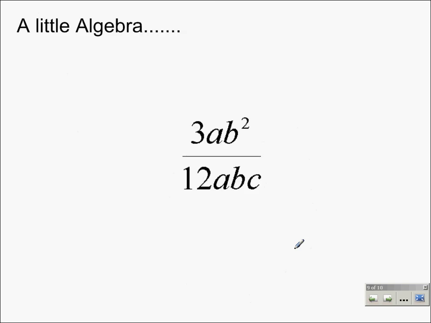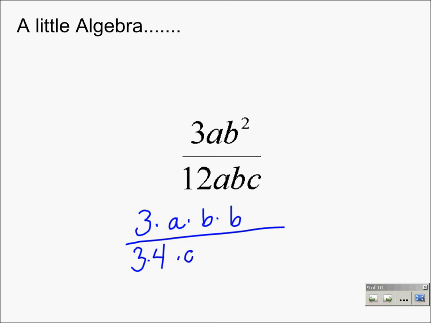Now, let's take a look at this from an algebra point of view and how we could apply this. Let's expand this out, this numerator. This would be 3 times A times B times B, all over the denominator, which is 12, which will change to 3 times 4 times A times B times C. Now, like we said earlier, any number over itself equals 1. So we want to find this. We have B over B, it equals 1. A over A equals 1, and we have 3 over 3 equaling 1.